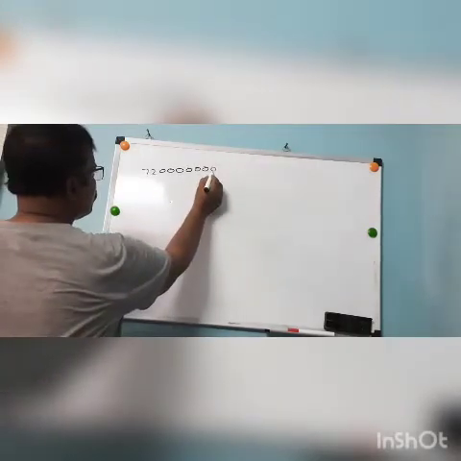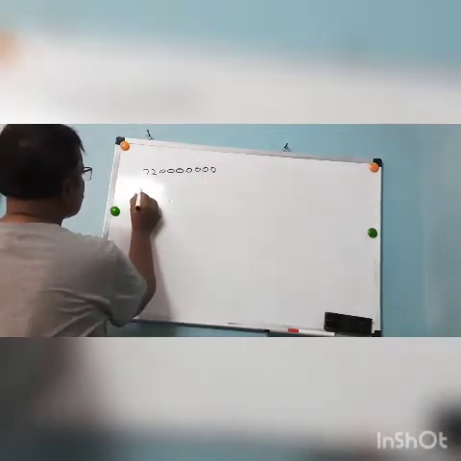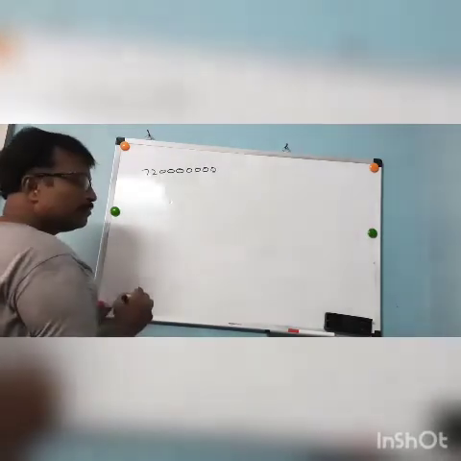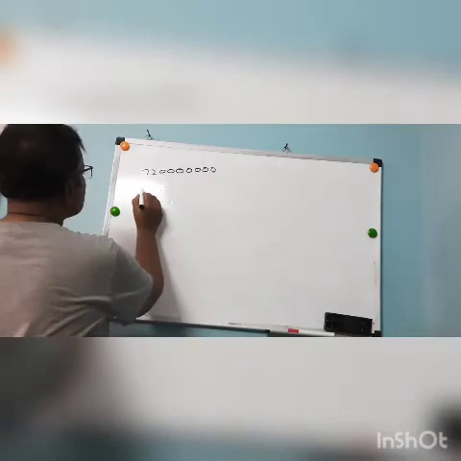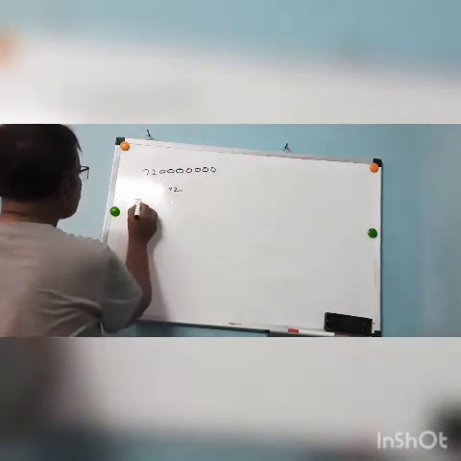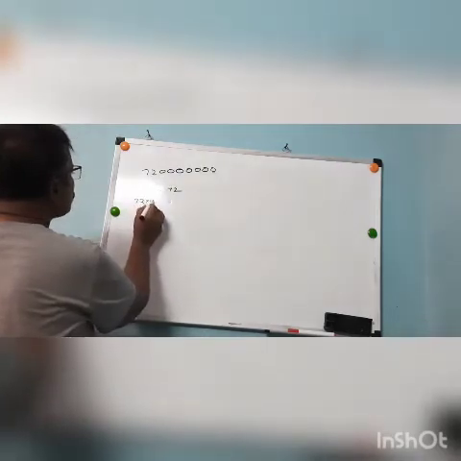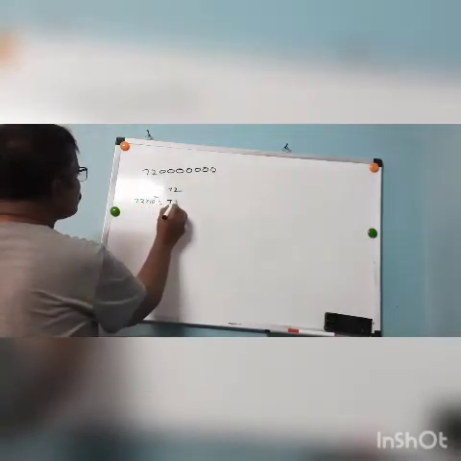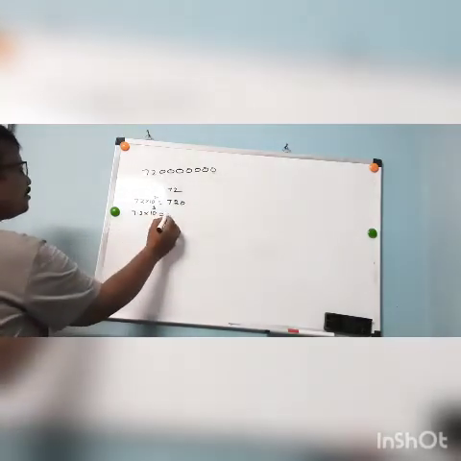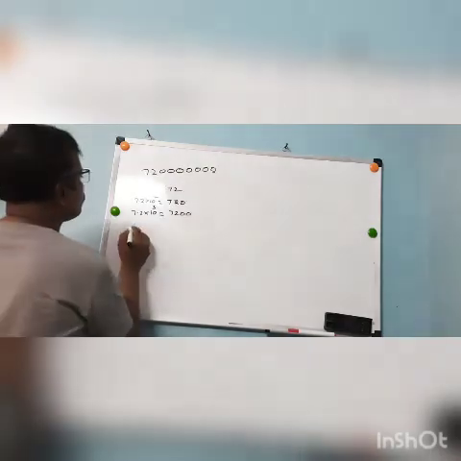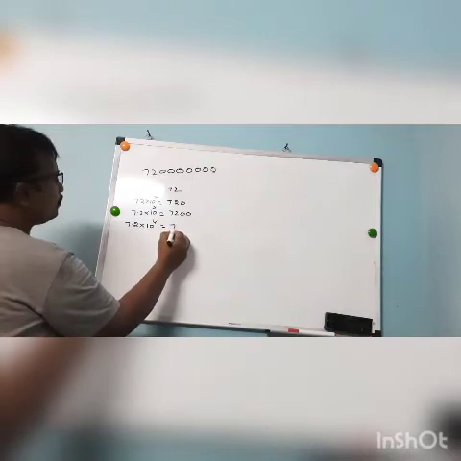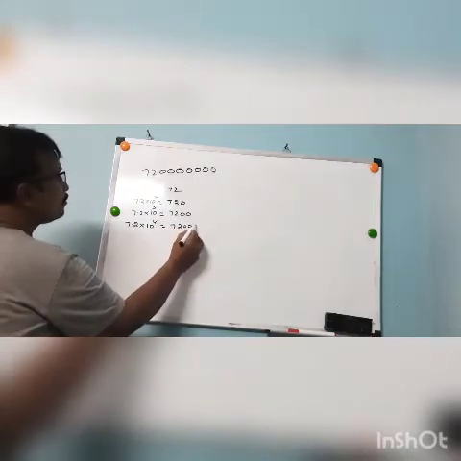As we all know, 72 into 10 is 72 into 10 power 1. First, 7.2 into 10 power 1 is 72. 7.2 into 10 square is equal to 720. 7.2 into 10 cubed is equal to 7200. 7.2 into 10 power 4 is equal to 72,000.